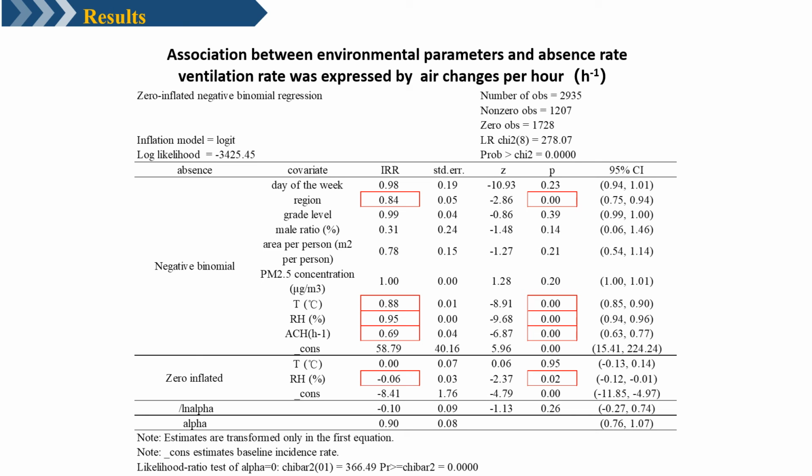The higher temperature, the higher relative humidity, and the higher ventilation rate, then we observed lower percent of absence rate in each class. Let's say the temperature increased by 1 degree, then the absence rate would reduce by 12%. 1% increase in relative humidity, 5% reduction in absence rate. The strongest influence is from ventilation. An increase of 1 time per hour of air change rate would reduce absence rate by 30%.